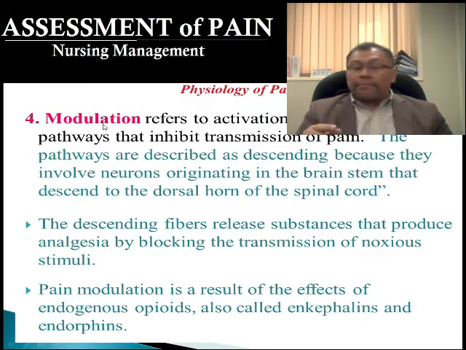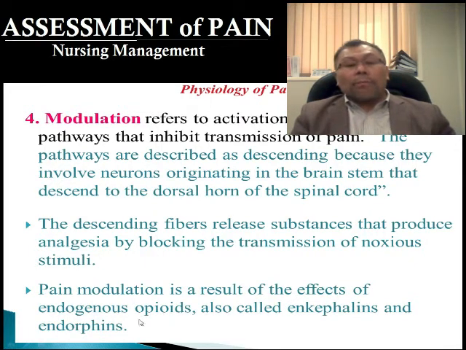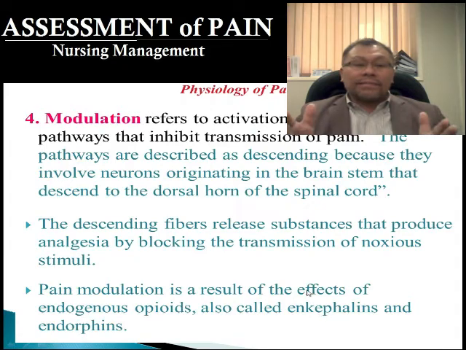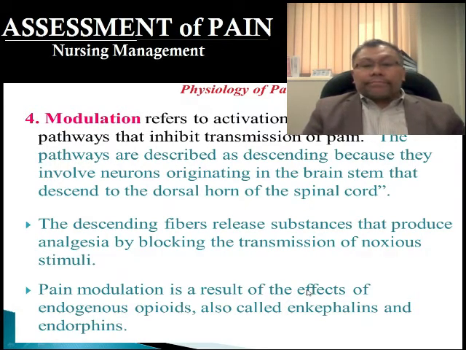So from here, the descending fibers release substances that produce analgesia. Analgesia means it will relieve pain by blocking the transmission of noxious stimuli. So pain modulation is the result of the effects of endogenous opioids, also called enkephalins and endorphins. So pain is modulated through these chemicals, enkephalins and endorphins.